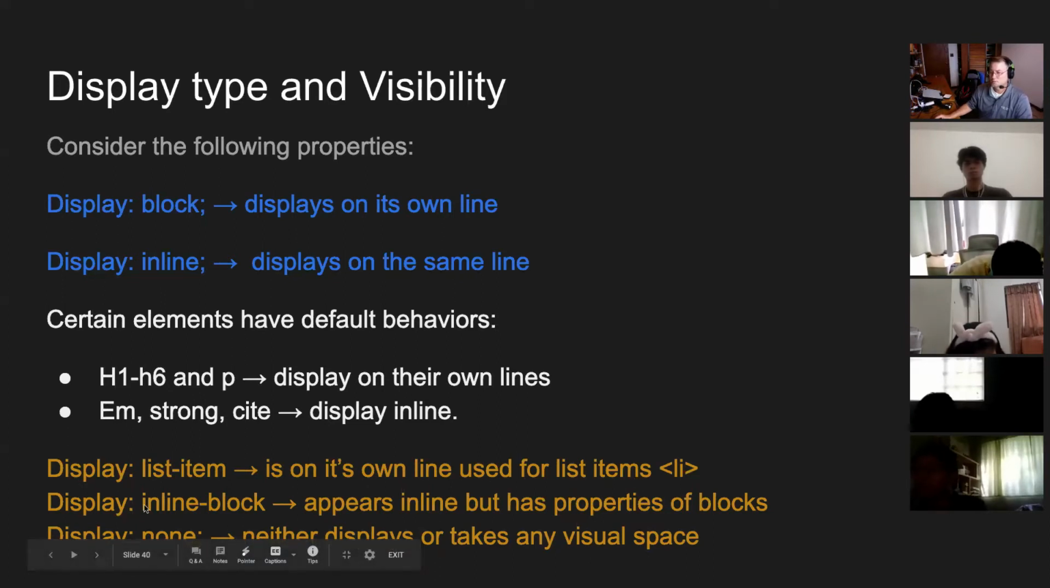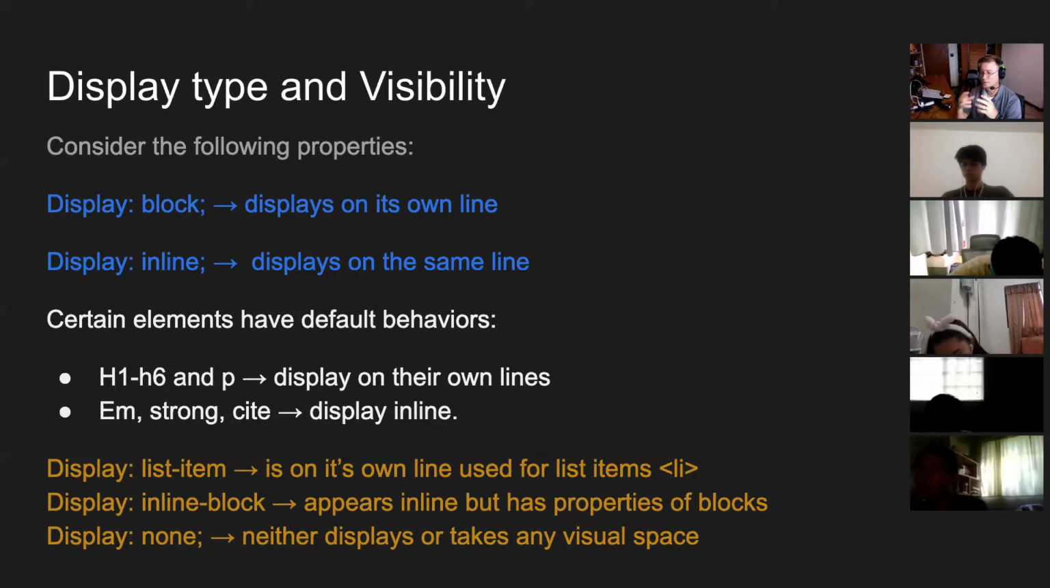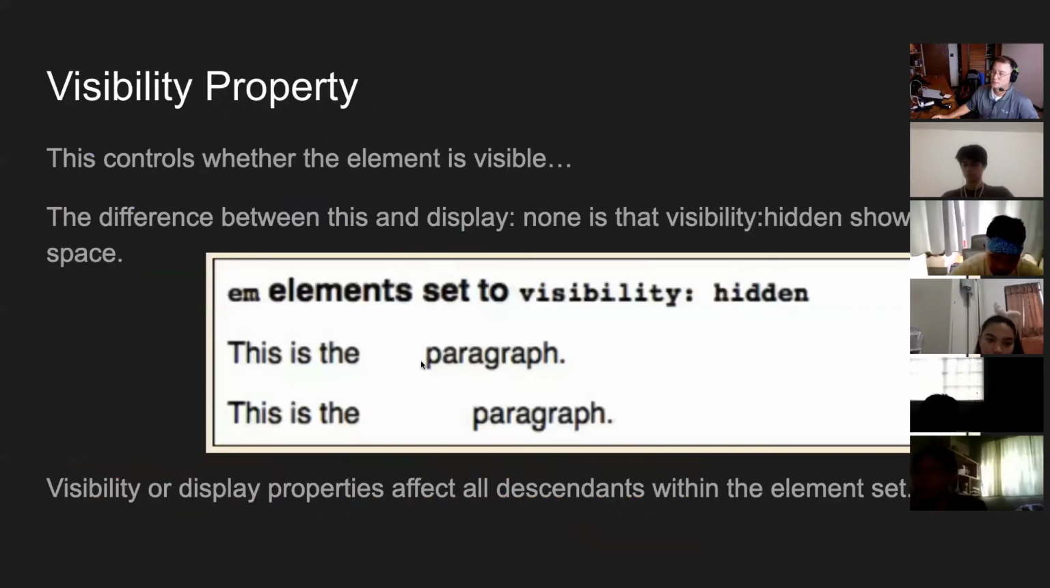If you use the display inline block, what inline block does is it makes the element appear in line, but it has the same properties of blocks, meaning you can set padding, you can set border, you can do things like that. And then you can also say display none. And display none neither displays the element nor takes up any visual space where the element was. Let's look at an example here.